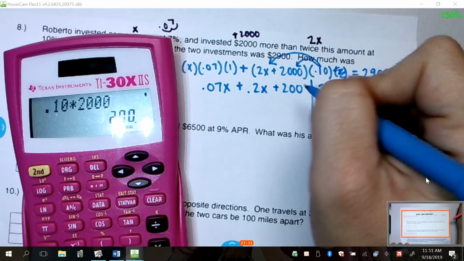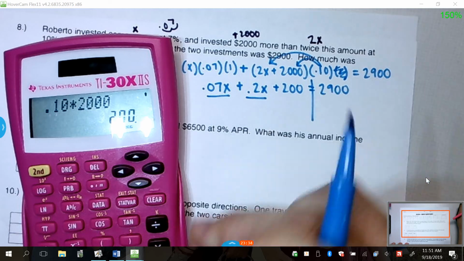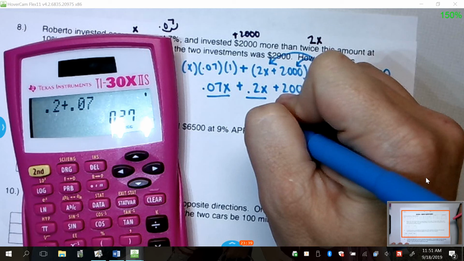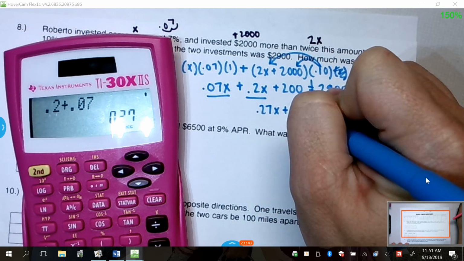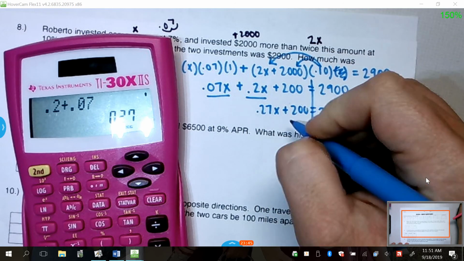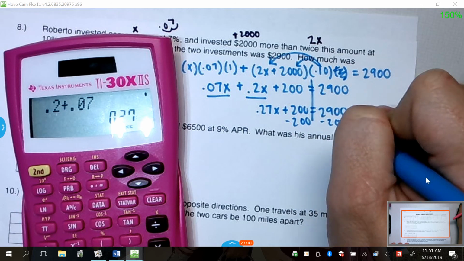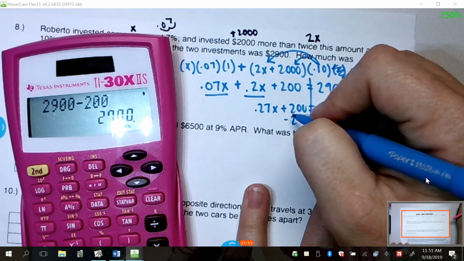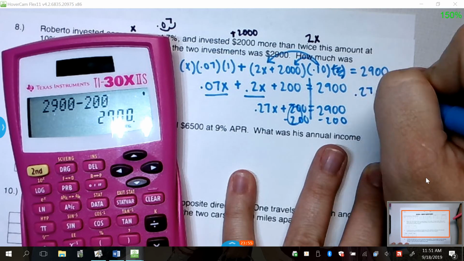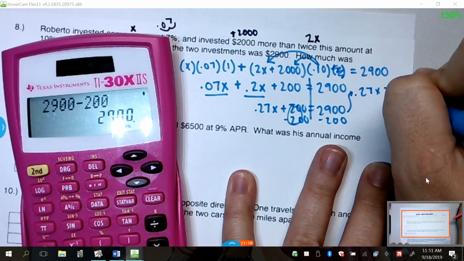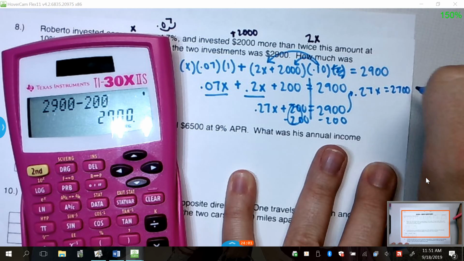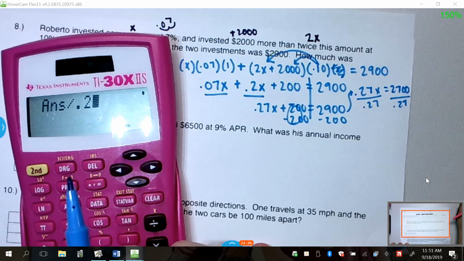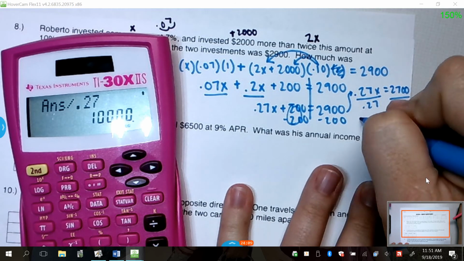So I need to combine like terms on the same side. I get 0.2 plus 0.07, which gives me 0.27x plus 200 equals 2,900. I'm going to subtract 200 from both sides. 2,900 minus 200 is 2,700. So I get 0.27x equals 2,700. I'm going to divide by 0.27, and I get x equals 10,000.